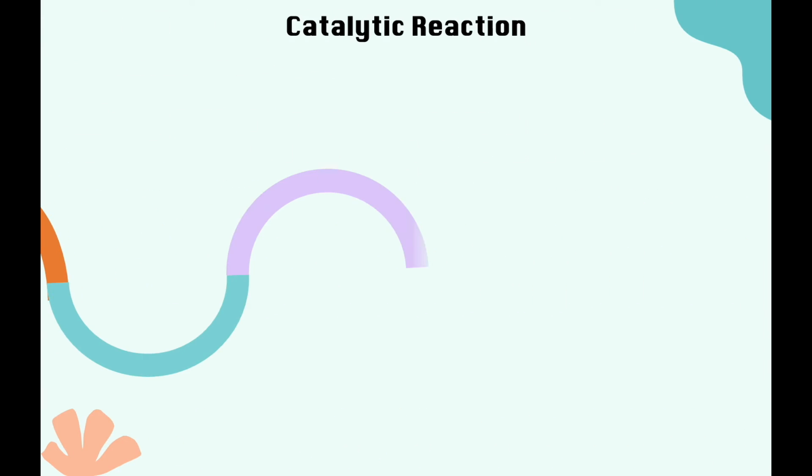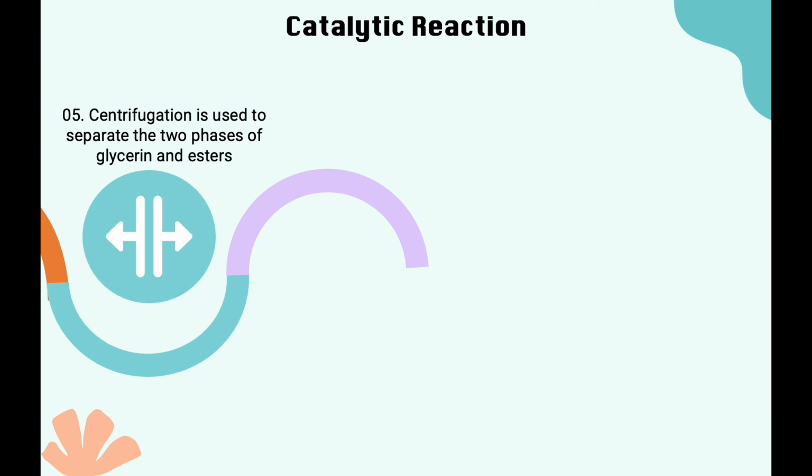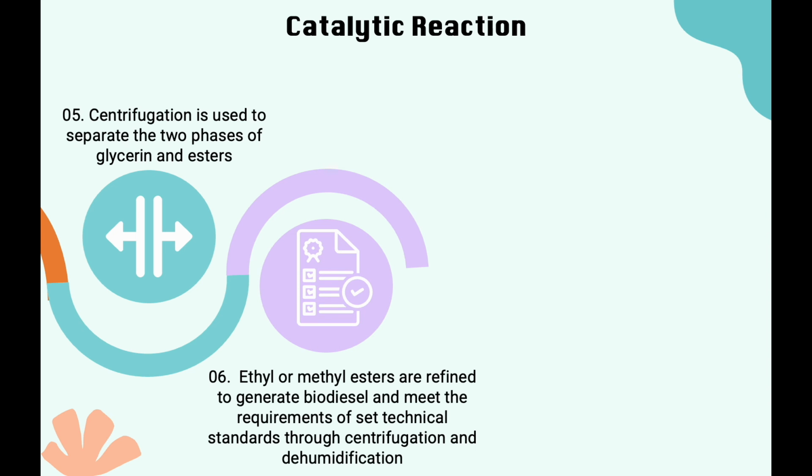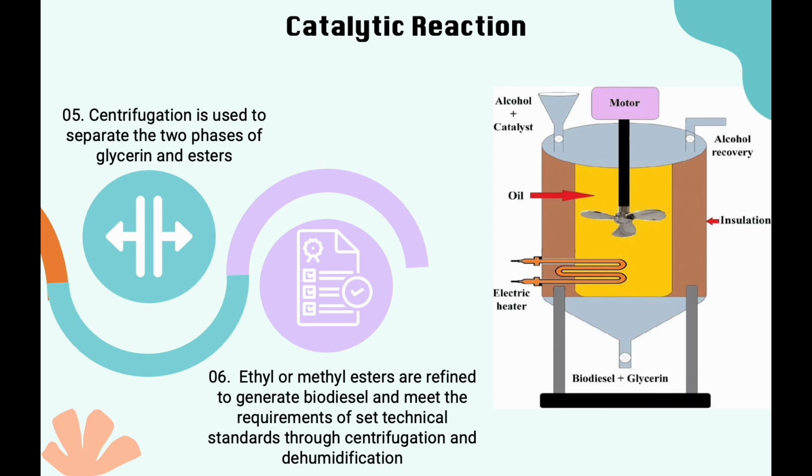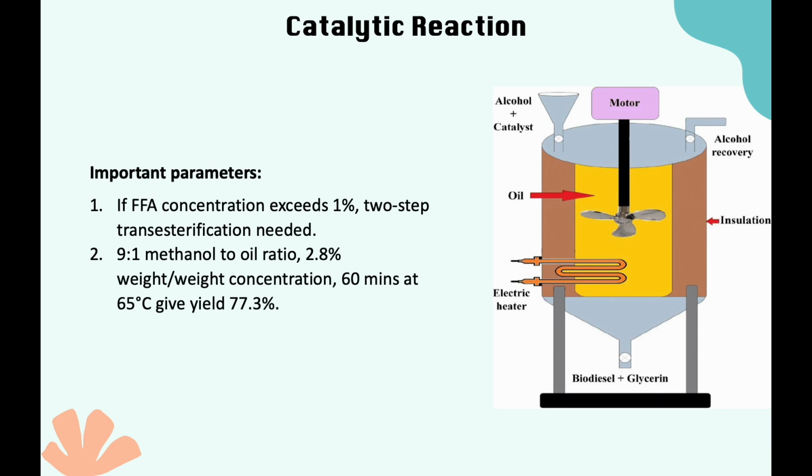After the transesterification procedure, centrifugation is used to separate the two phases of glycerin and esters. Because esters are light, they float to the top while glycerin sinks. Ethyl or methyl esters are refined to generate biodiesel and meet the requirements of set technical standards through centrifugation and dehumidification. The yield of biodiesel produced in the transesterification reaction is influenced by several important parameters.